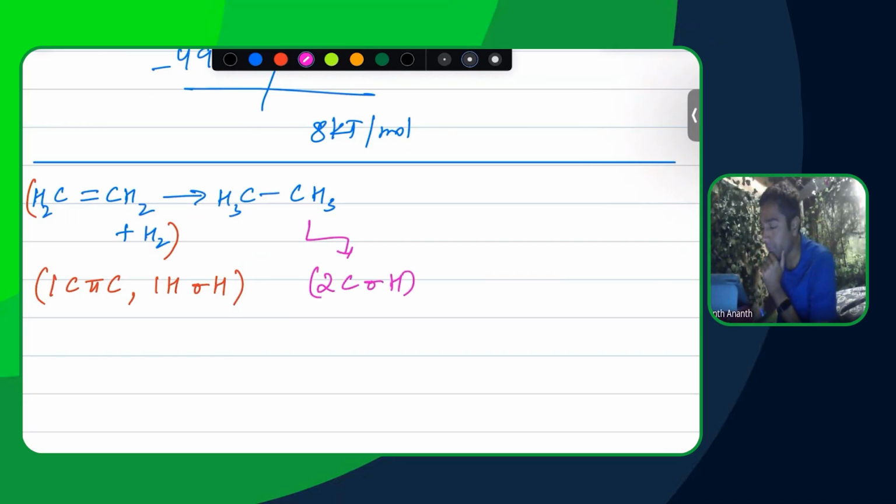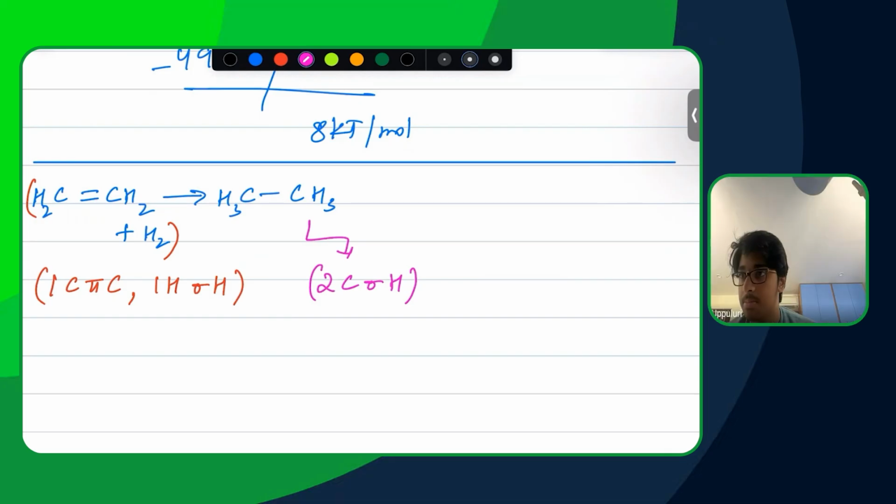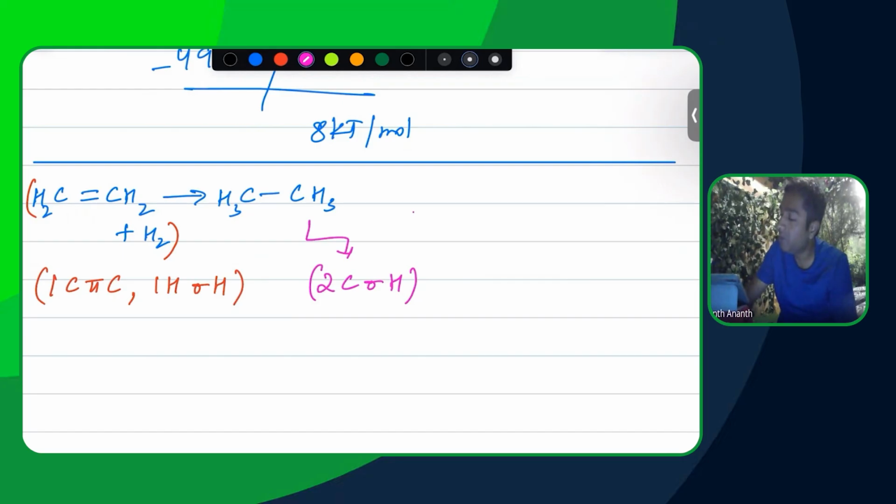So when this happens over here, you're breaking one carbon pi carbon, and you are technically breaking one hydrogen sigma hydrogen, and you're forming two carbon hydrogen sigmas. Obviously, the two sigma bonds are more stable than the one sigma and one pi. So this is going to involve energy release.